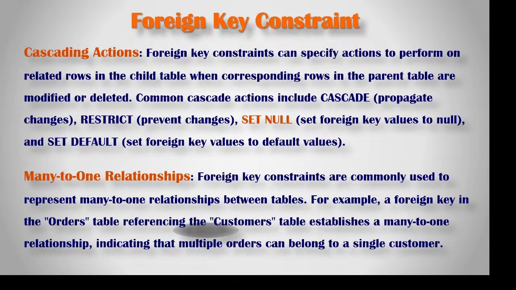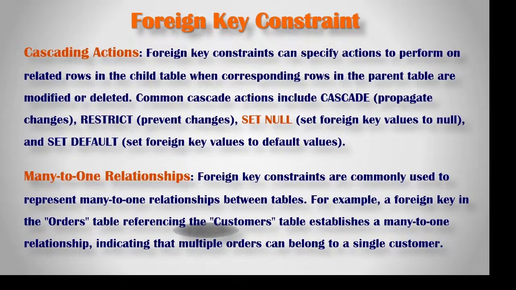Many-to-one relationships. Foreign key constraints are commonly used to represent many-to-one relationships between tables. For example, a foreign key in the orders table referencing the customers table establishes a many-to-one relationship, indicating that multiple orders can belong to a single customer.